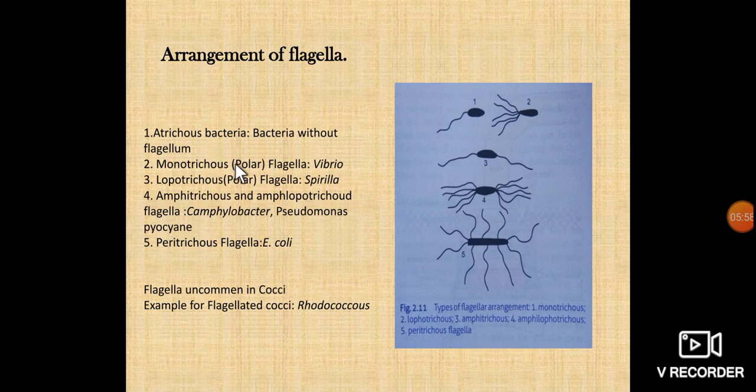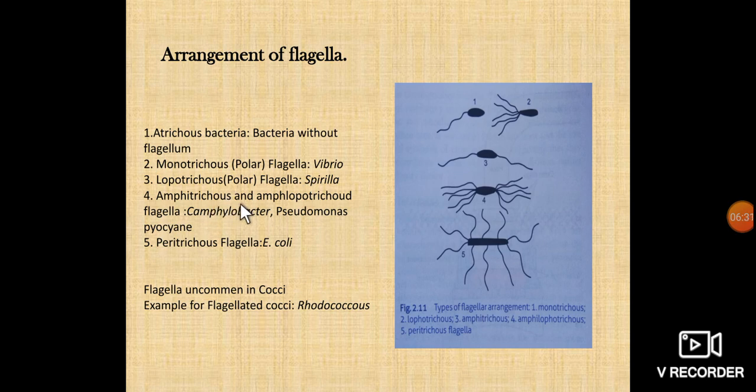And polar flagella. Polar flagella means there is a single flagellum at one end or a tuft of flagella at one end. There are two types of polar flagella. One is monotrichous, a single flagellum at one end. You can make it out in this picture. An example is Vibrio. In the other picture you can see a tuft of flagella at one end, which is called lophotrichous. An example is spirilla. Usually it is inverted inside.